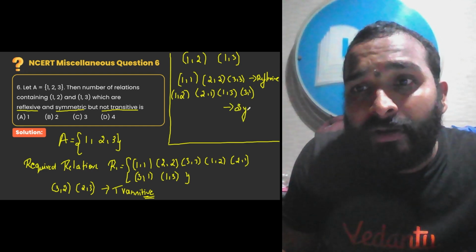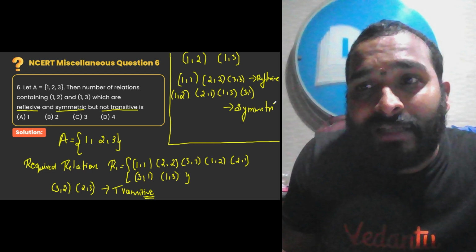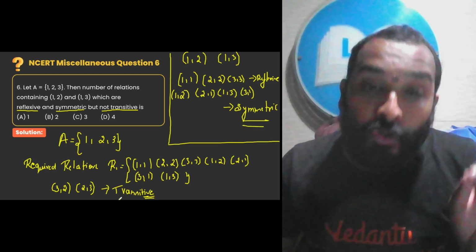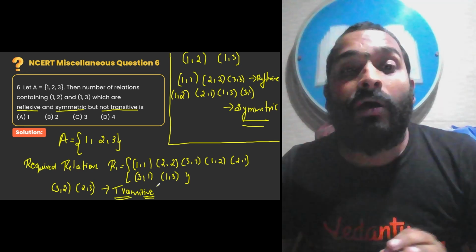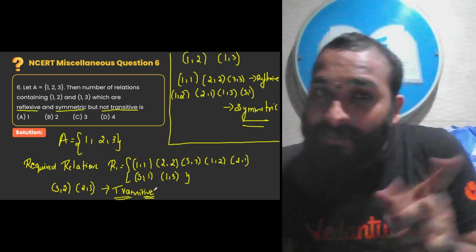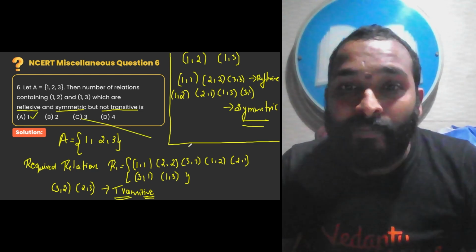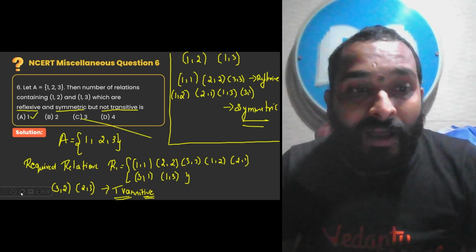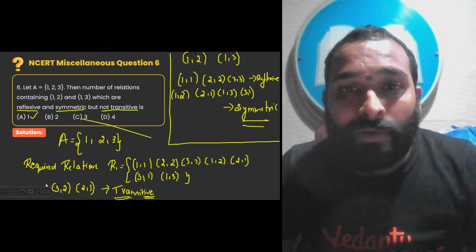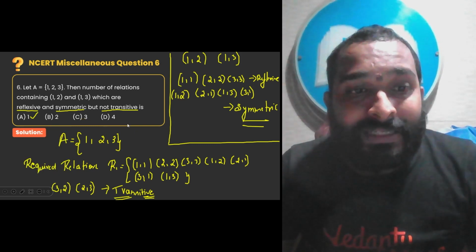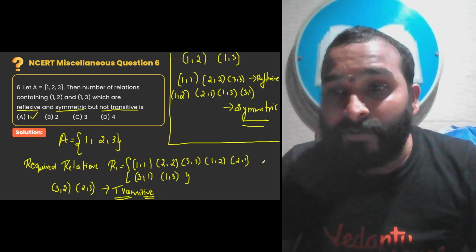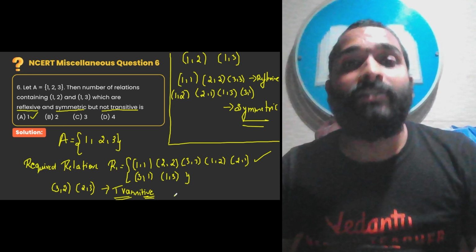So if you include the other 2 elements, it becomes transitive also, but we need not include them because we want it to not be transitive. So the number of relations possible which is reflexive, symmetric but not transitive is only 1. This is the only relation, right, children? You can notice this is the only relation which is reflexive, symmetric but not transitive.